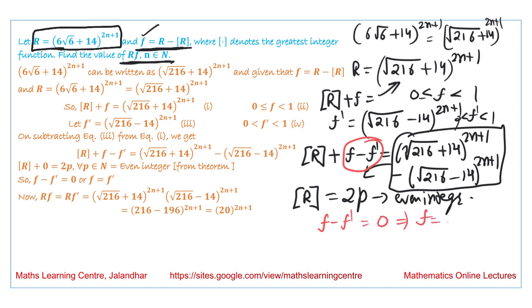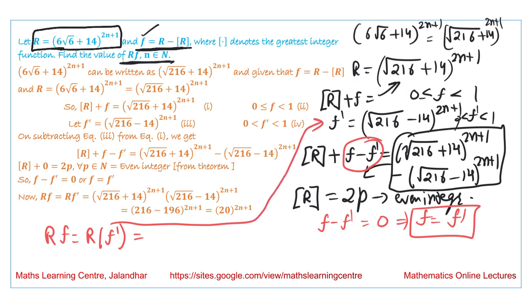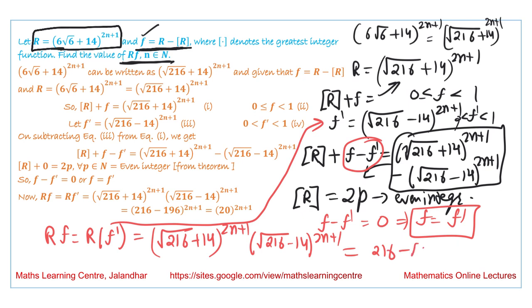So this implies that f is equal to f dash. Now we have to find the value of r into f. So that is equal to r into f dash. The value of f dash we have is this: root 216 plus 14 raised to the power 2n plus 1 into root 216 minus 14 raised to the power 2n plus 1. So that is equal to 216 minus 196 raised to the power 2n plus 1, which is equal to 20 raised to the power 2n plus 1. So this is the value of rf.